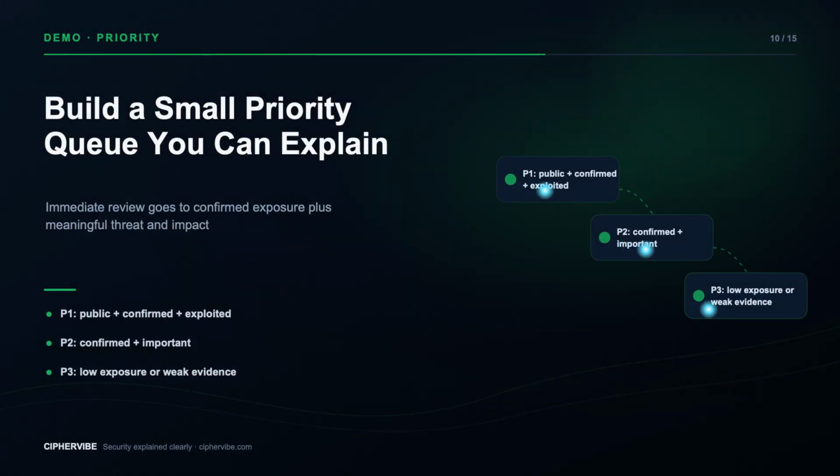Our fictional medium finding moves to P1 because the public identity service is affected, the evidence is authenticated, and the simulated threat feed marks active exploitation. A critical on the offline archive becomes P3 with a documented disposal action. A high on the internal database becomes P2 because it is confirmed and valuable but segmented. The queue is defensible because every position has visible reasons.